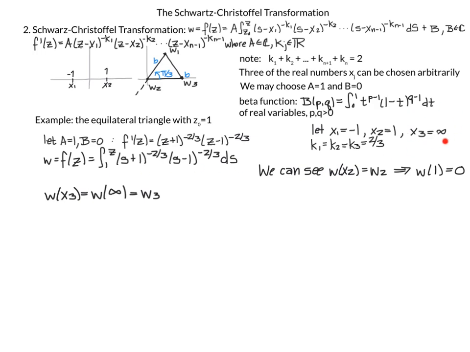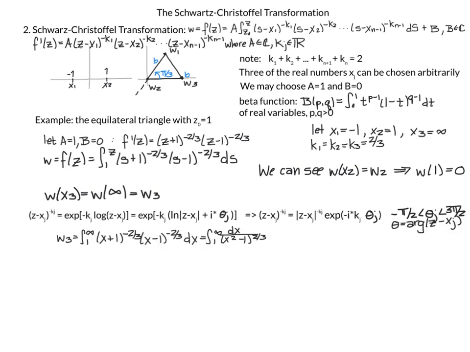Remember, x3 is equal to infinity, so W of infinity is equal to this point here, W3. We start by using the same formula that we used in the previous examples. So W3 now will be the integral from 1 to infinity. Where's our formula? Our x plus 1 to the minus 2/3, our x minus 1 to the minus 2/3 dx. And that will be the integral from 1 to infinity, dx over x squared minus 1 to the 2/3.